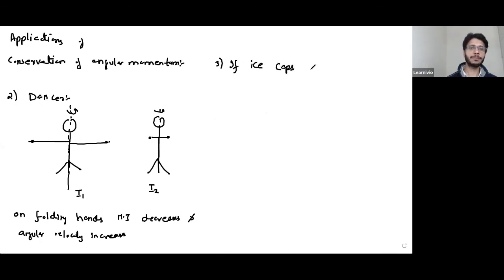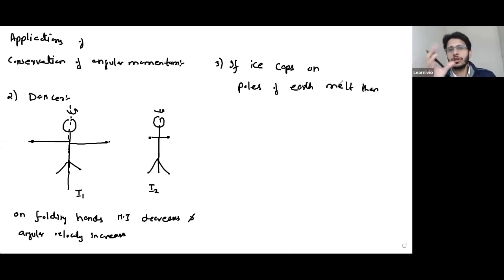if ice caps on the poles of Earth melt, then, if ice caps means on the North Pole and the South Pole, if all glaciers melt, can you decide what will happen with the moment of inertia? Will increase. Because the water will spread throughout the surface of Earth, its moment of inertia increases. The moment of inertia of Earth increases.